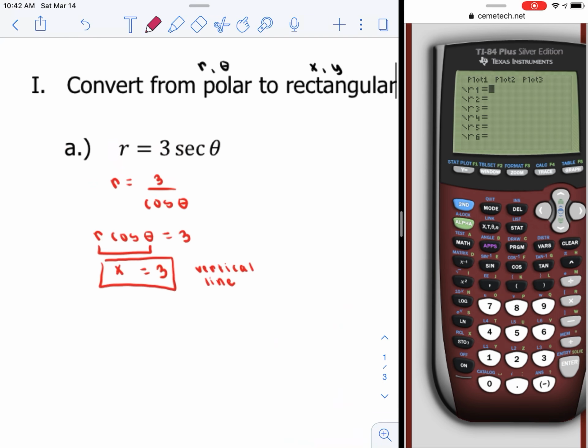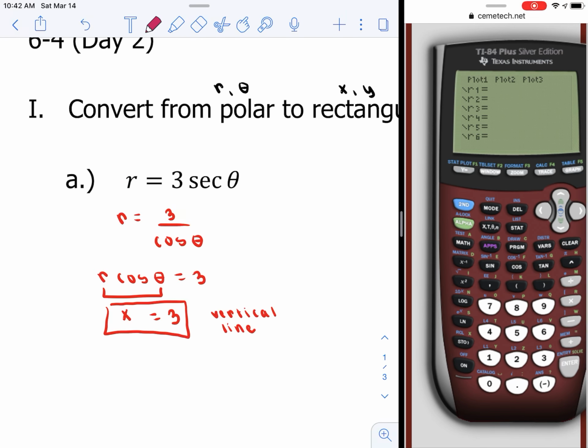What you can do is type in the original equation, saying 3. Now, because we don't have a secant button, I'm going to do divided by cosine, and then that button that we normally get x from, that we got t from, you can use that to get theta. And then we can go to our graph. As predicted, there's our vertical line.